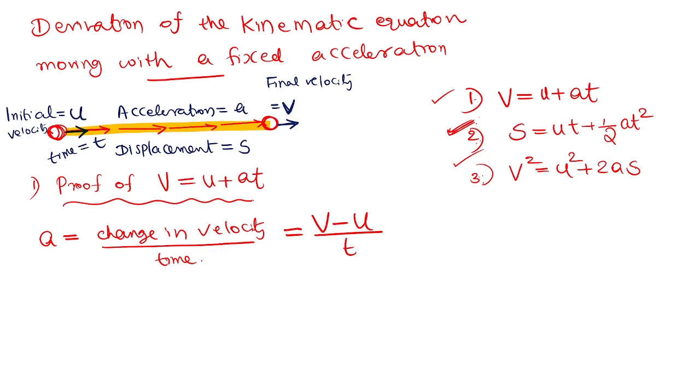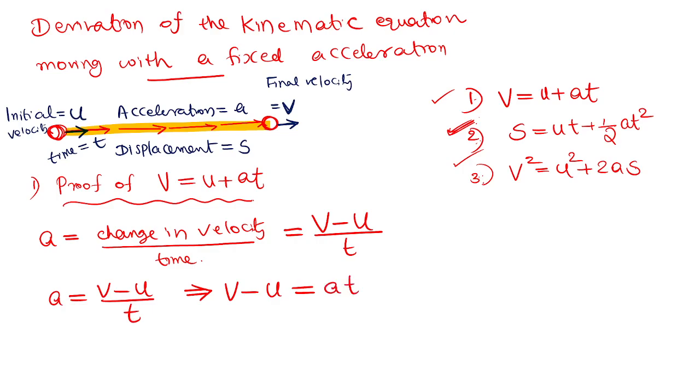So we studied that acceleration equal to change in velocity by time. Change in velocity means final velocity minus initial velocity, divided by the time taken for this travel. So a equal to v minus u divided by t. You can do the cross multiplication. v minus u equal to at.